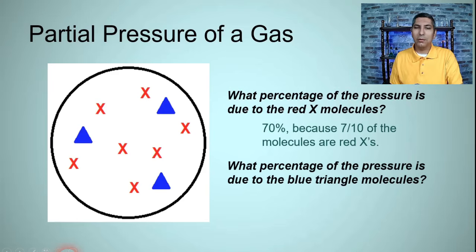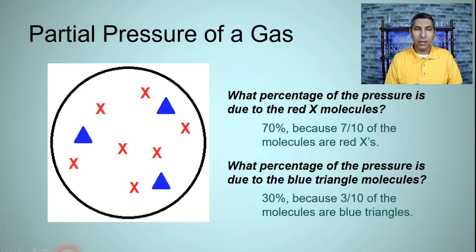Now, what if I ask you about the blue triangles? What percentage of the pressure is due to the blue triangle molecules? Well, once again, we take the blue triangle molecules, 3 of them, and divide them by the total. That's 10. So 3 divided by 10 is 3/10 or 30%. And once again, that's because 3/10 of the molecules are blue triangles.